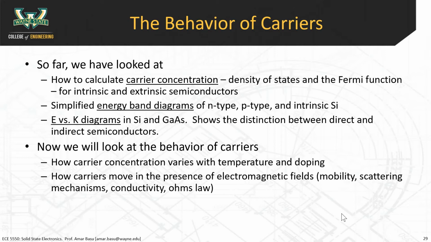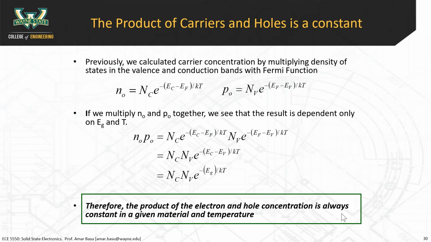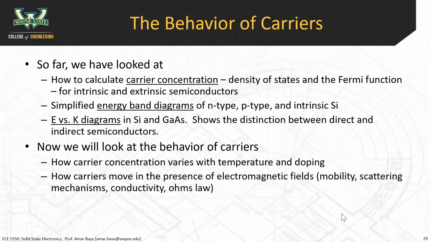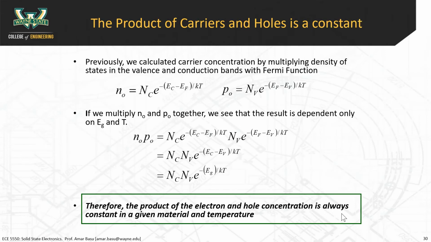But now we're going to switch gears for a minute, and we're going to look at some of the behavior of carriers. So we've talked about calculating carrier concentration. Now we're going to look at how they vary with temperature and doping. We're going to look at how carriers move in the presence of electromagnetic fields. So in that context, we'll talk about mobility, scattering, conductivity, and Ohm's law. So the first thing we'll look at is how carrier concentrations vary with temperature and doping.